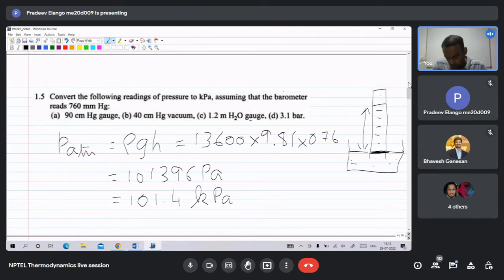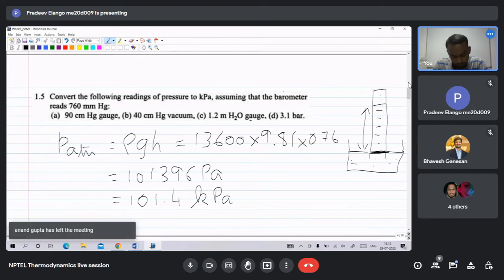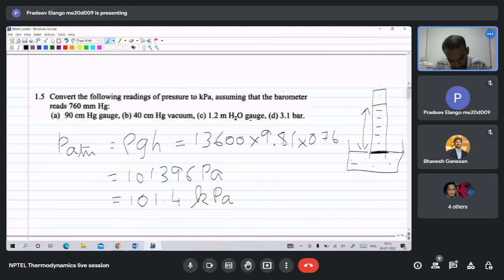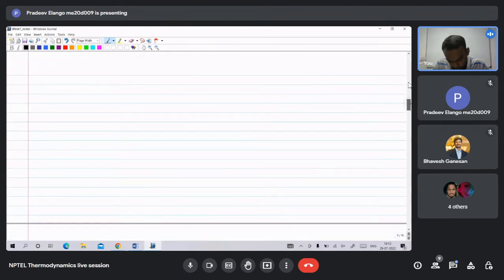So this is the atmospheric pressure, and now we can go to the problem and convert the given gauge pressure or vacuum pressure to kilopascal. I hope this section of the problem is clear. If not, you are free to ask me questions.